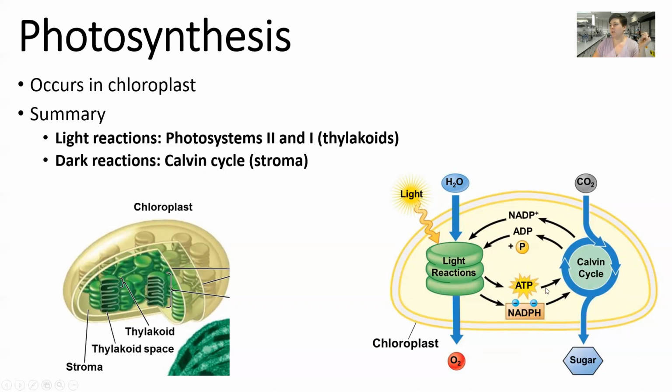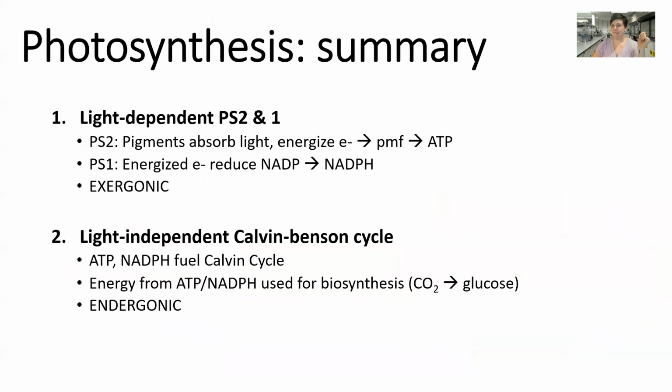So it's important to note that the energy and the electrons generated via the light reactions are used to build bonds between carbon molecules in the Calvin cycle to create sugar. So that's the overall reaction.